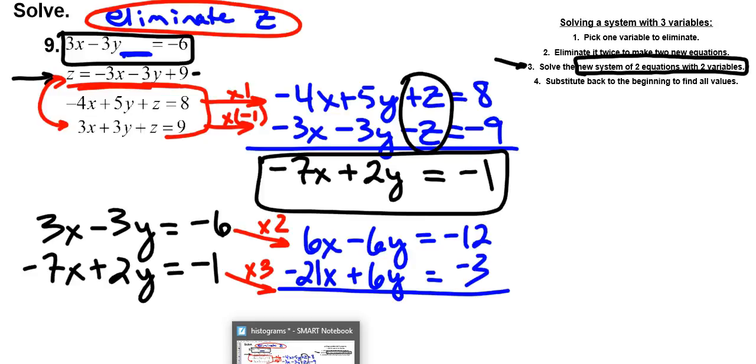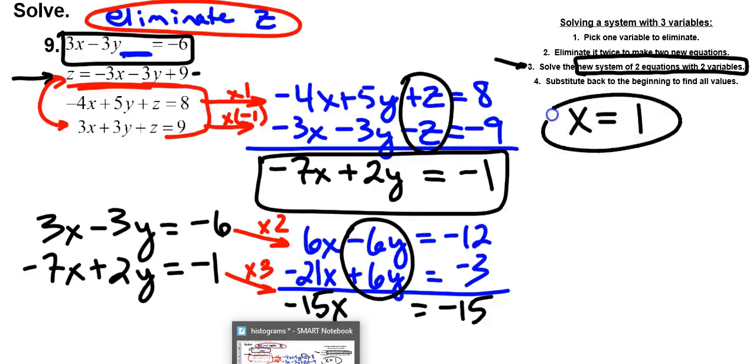So hopefully that little window will go down. 6 and negative 21 will make negative 15x. The y's cancel out, and we get negative 15 over here. So I get negative 15x equals negative 15. So that's telling me that x is equal to 1. Negative 15 divided by negative 15. Again, I don't know why that little window is popping up. There we go. I got rid of it. So I've got x is equal to 1.